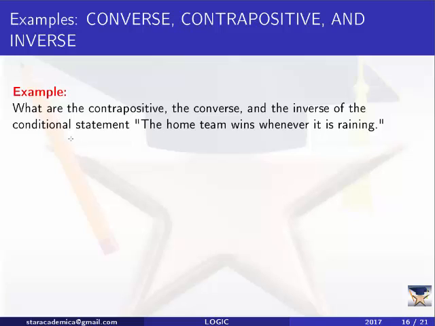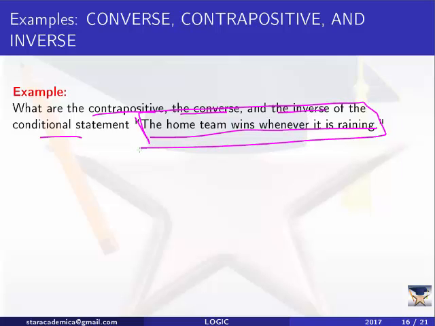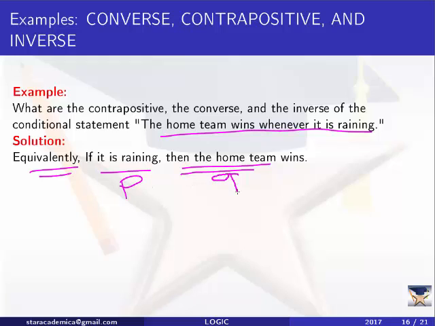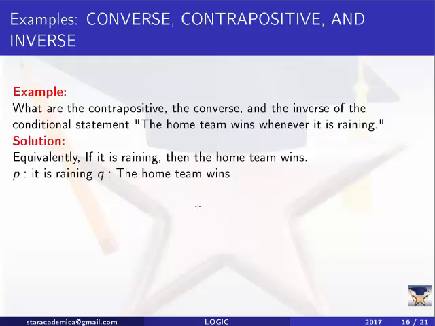Okay, here are some examples. What are the contrapositive, the converse and the inverse of the conditional statement: the home team wins whenever it's raining. So let us put this statement into the form that we are used to. Equivalently, the home team wins whenever it's raining means that if it's raining, then the home team wins. So P is it's raining, and Q is the home team wins.